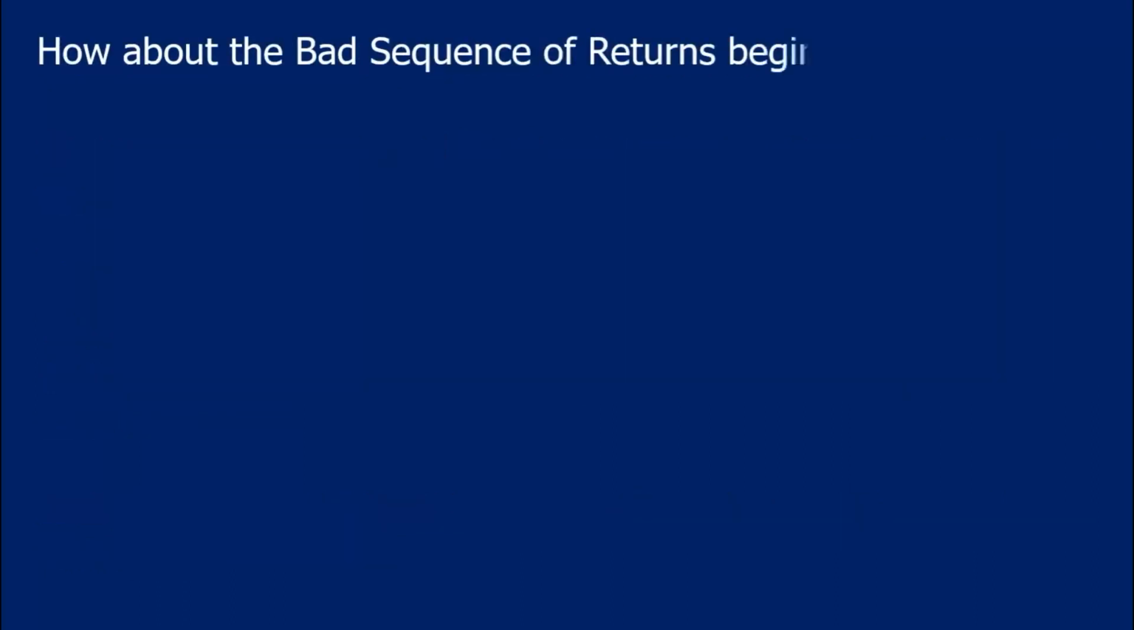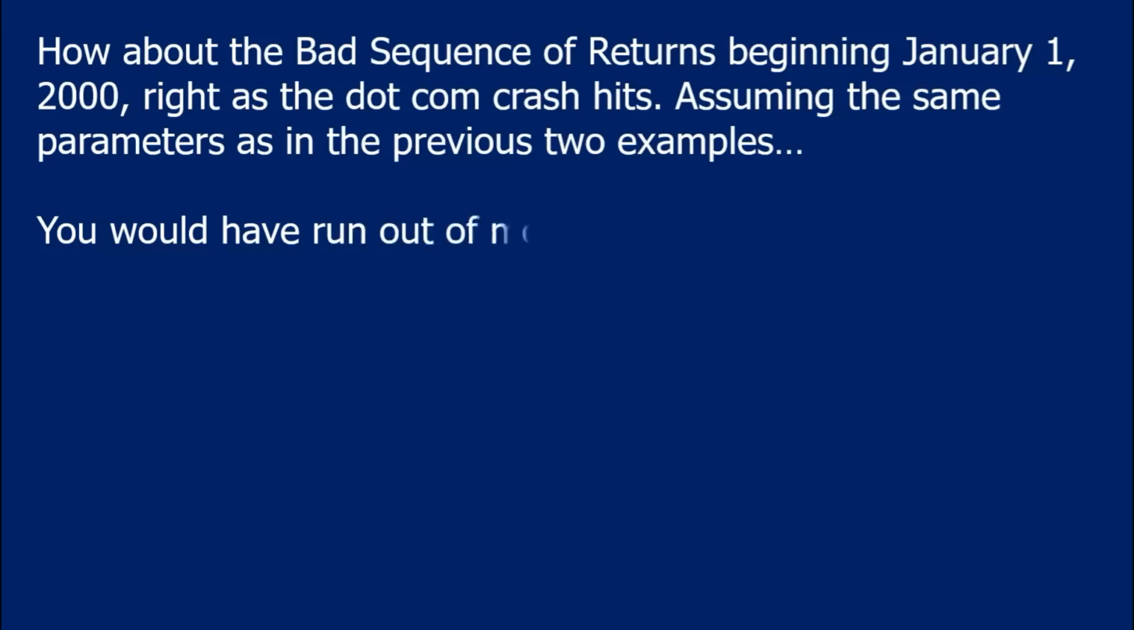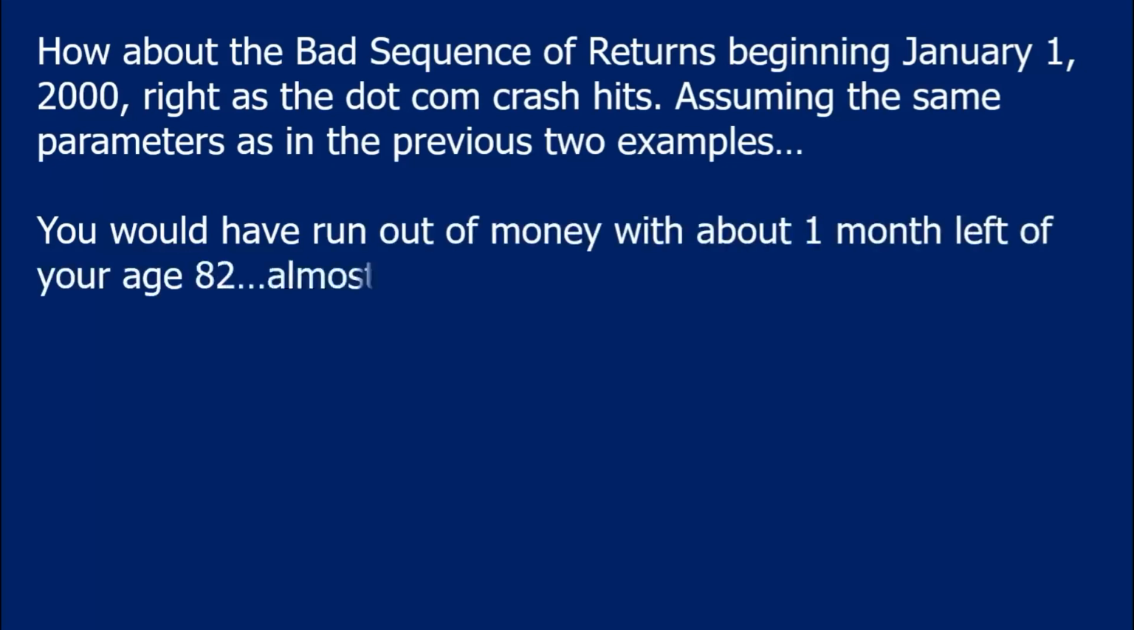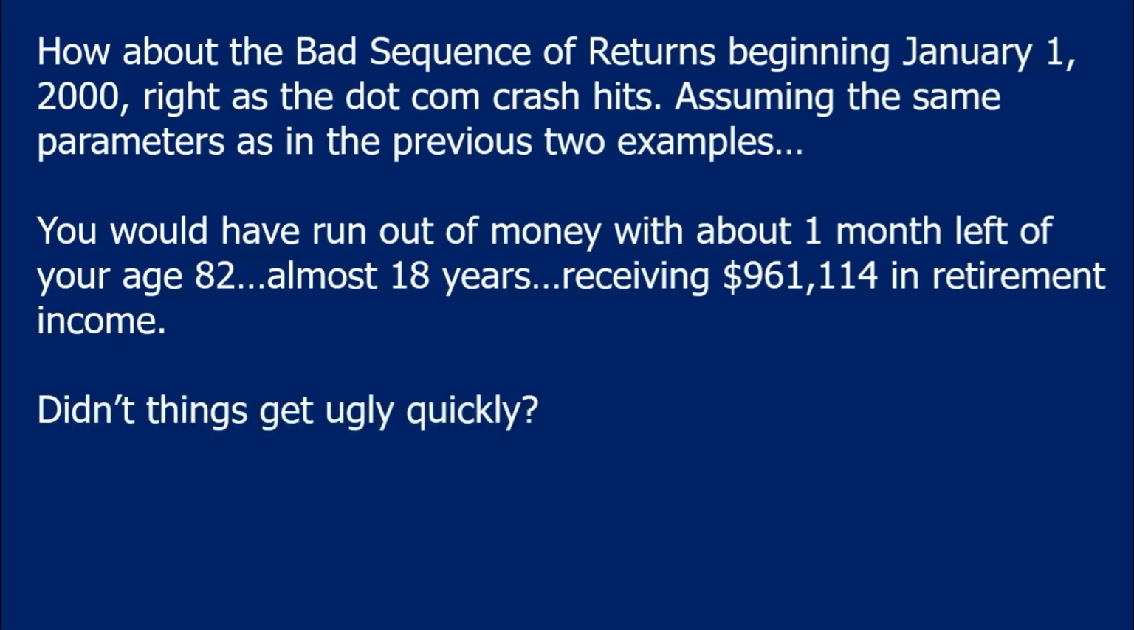So how about the bad sequence of returns beginning January 1st, 2000? That was right as the dot-com crash hits, assuming the same parameters as in the previous two examples. You would have run out of money with about 1 month left of your age 82, almost 18 years, receiving $961,114 in retirement income. So didn't things get ugly quickly in that scenario compared to the other two?